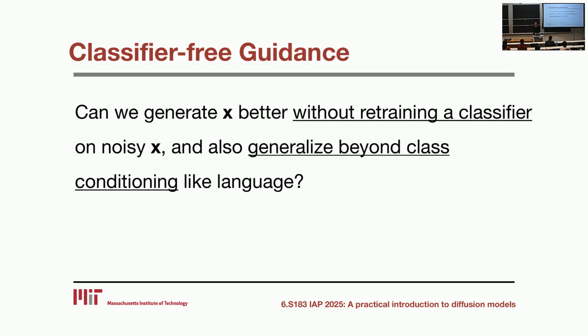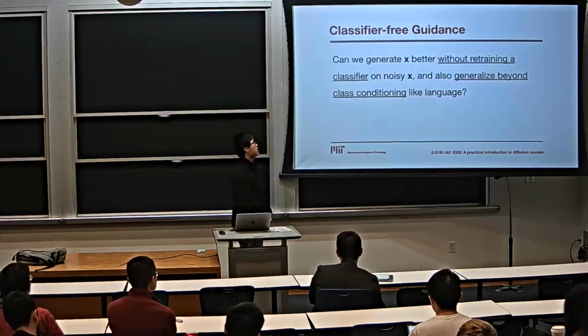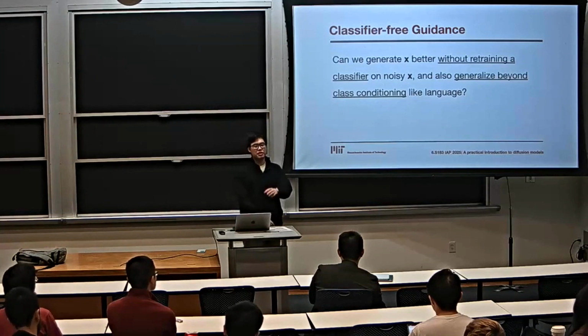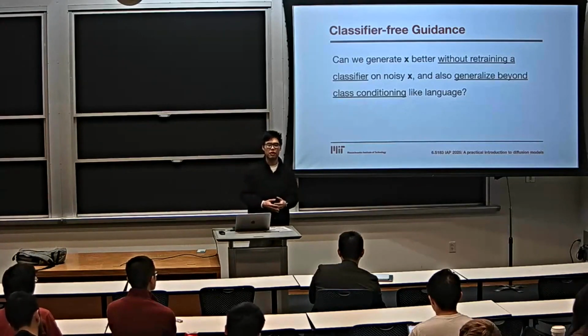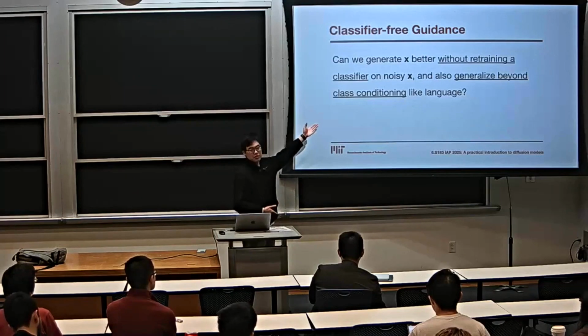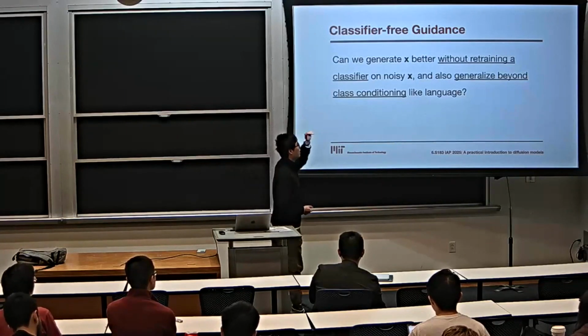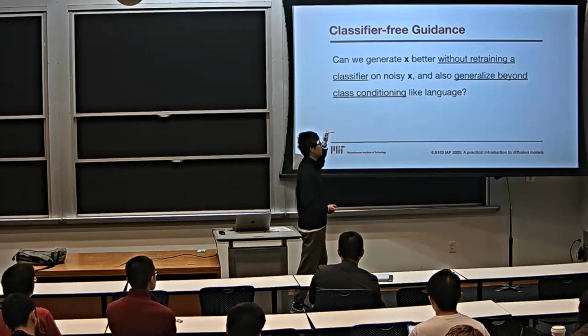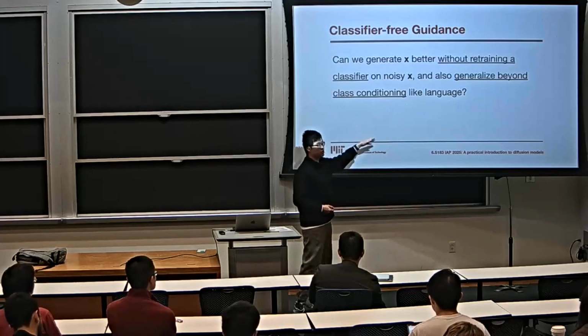Then there comes classifier-free guidance. Classifier-free guidance asks a slightly different question. In previous lectures, we talked about unconditional generation of X. And now we want to generate X better without retraining a classifier on noisy X. That is, we stick to the very original objective of diffusion, generating X better. This is not even conditional yet. And I also want to generalize beyond class conditioning, and we want to do that with something like language.